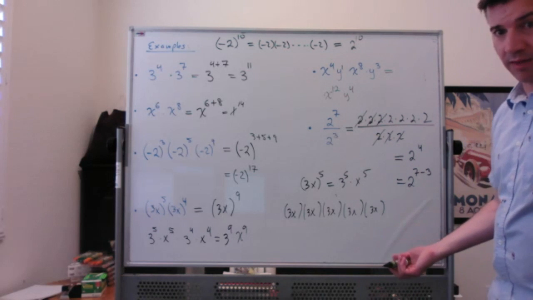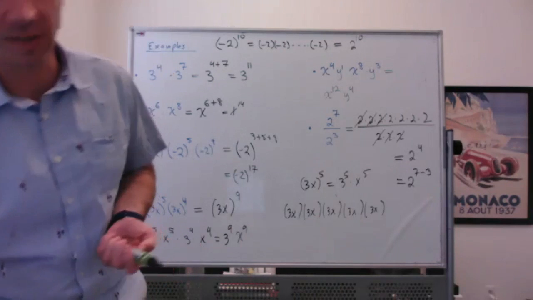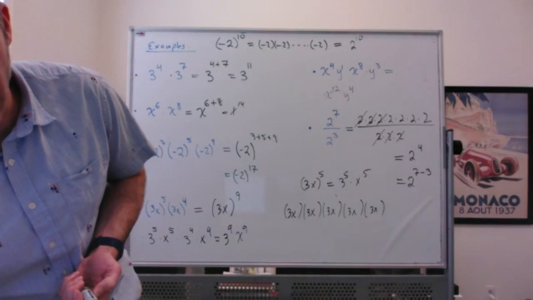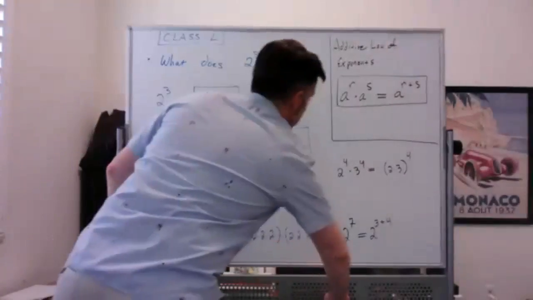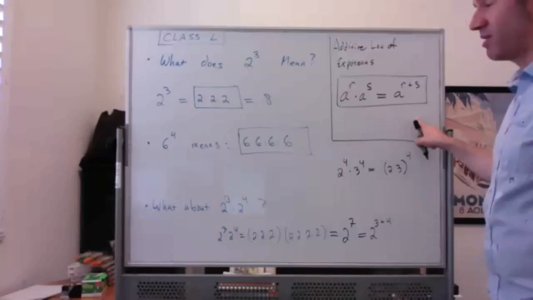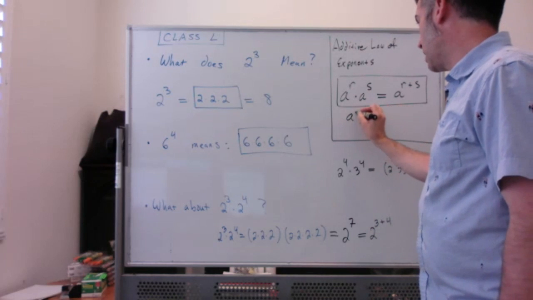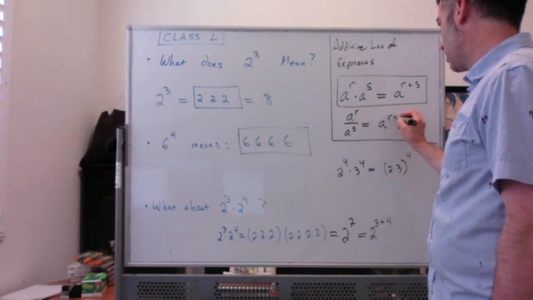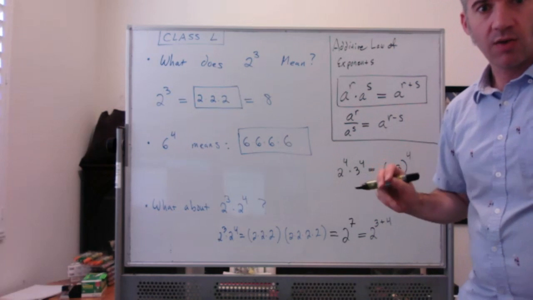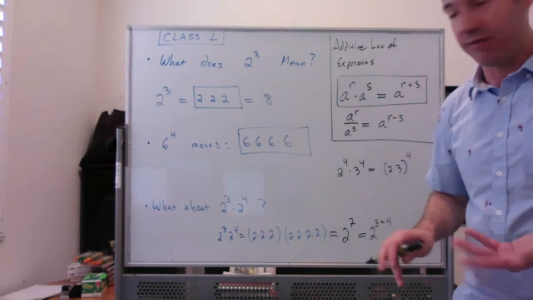So when you multiply things together with the same base, you get to add the exponents. When you divide things that have the same base, we get to subtract the exponents. I'm just going to put it here because it's really the same rule, just in a different form. So a to the r divided by a to the s is equal to a to the r minus s. I know they don't look the same, but they're really expressing the same idea in a different way.